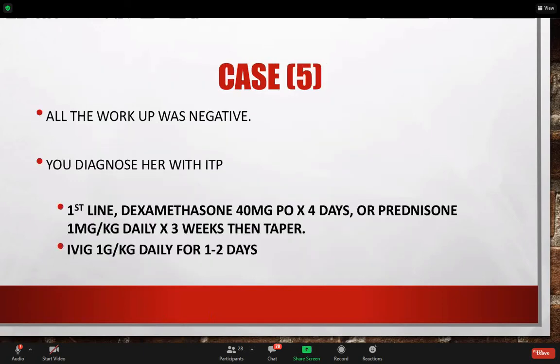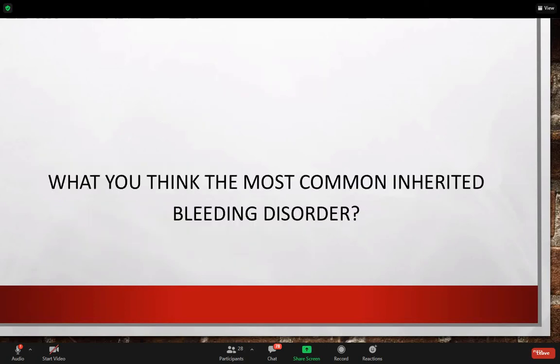So all the workup turned out negative, and you diagnosed it as ITP. We talked about ITP management in the previous lecture: steroids as first line, as well as IVIG if you'd like to bring the platelet count up faster.